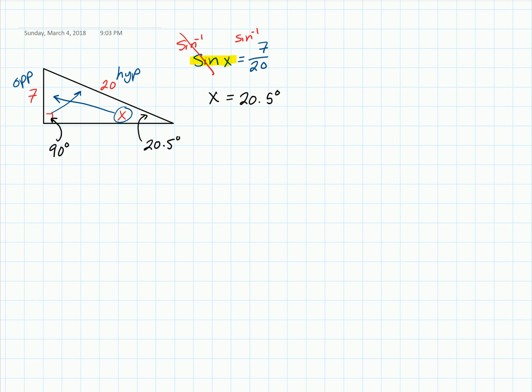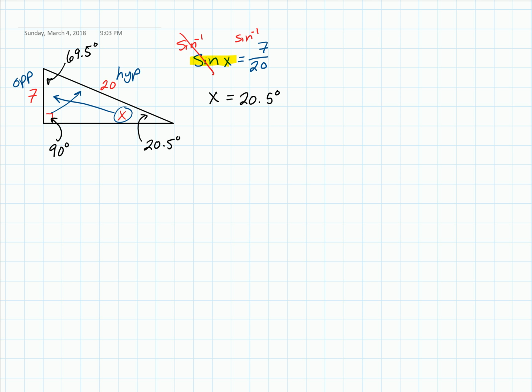So if this angle right here is 20.5 degrees, this angle right here is 90, and I know they all have to add up to 180. 90 plus 20.5 is 110.5. Then this angle right here has to be whatever makes that go to 180. So 180 take away 110.5, I'm left with 69.5 degrees, so that the three angles add up to 180 degrees.